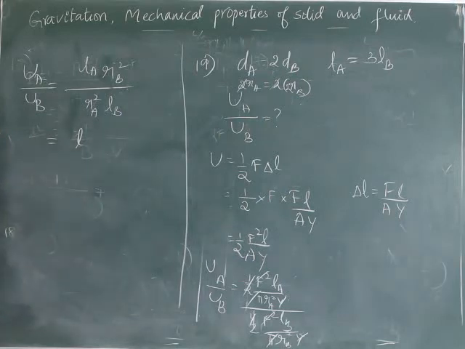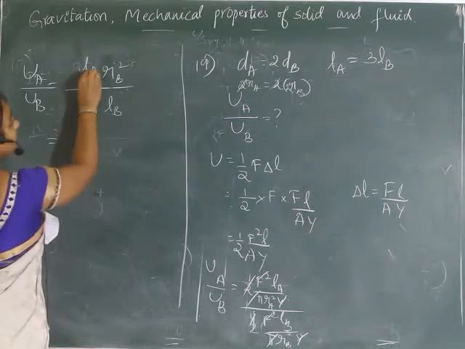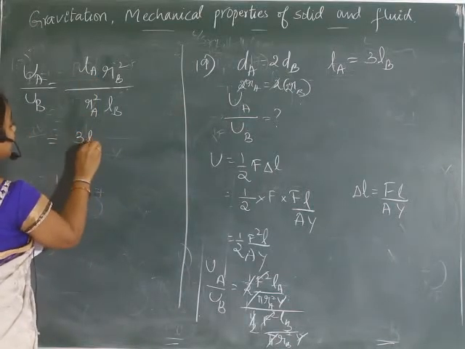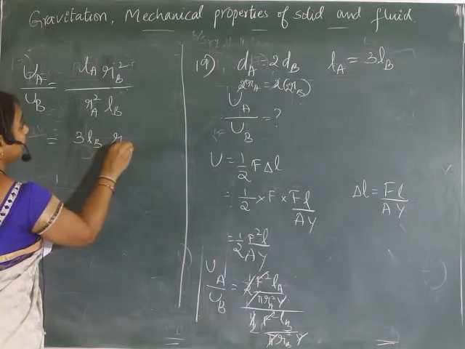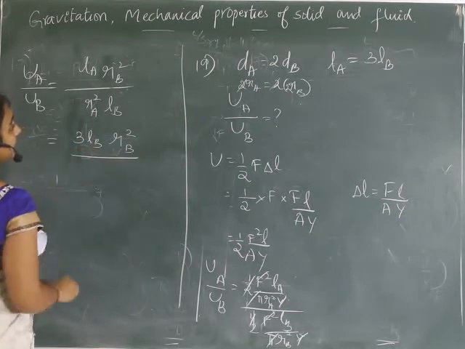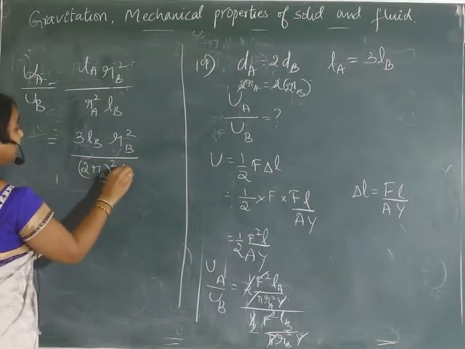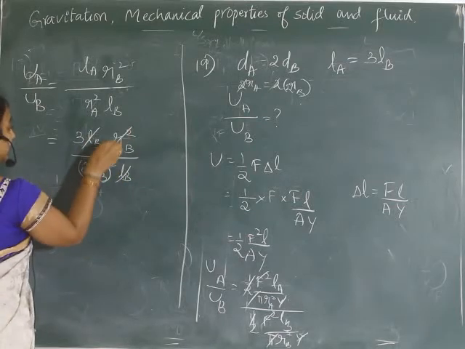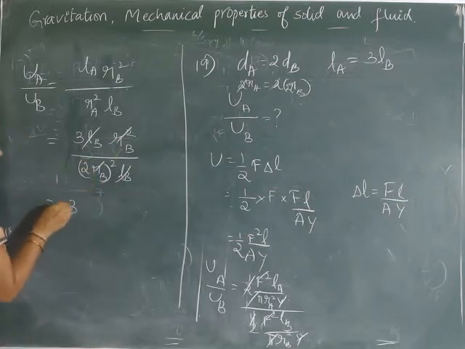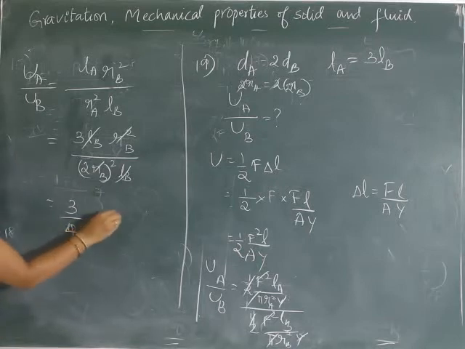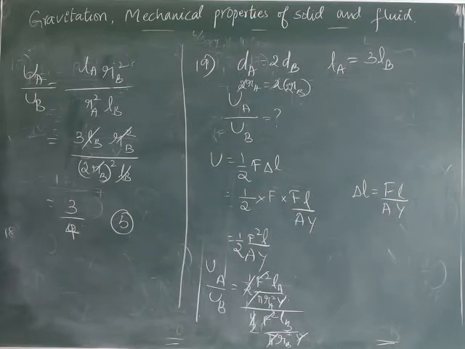Length is LA equals 3LB. So 3LB into RB square over 2RB square into LB gives 3 by 4. Option B, 3:4. Understood? Option B, 3:4.